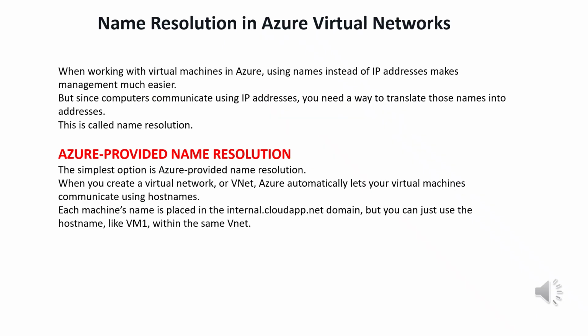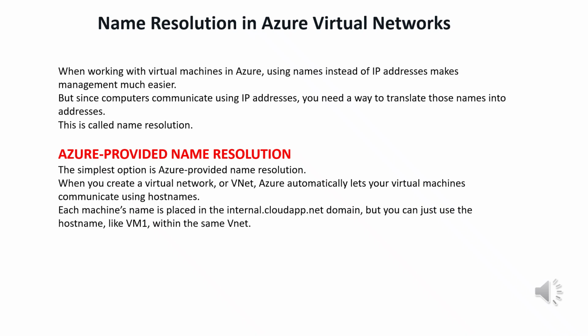When working with virtual machines in Azure, using names instead of IP addresses makes management much easier. But since computers communicate using IP addresses, you need a way to translate those names into addresses. This is called name resolution. The simplest option is Azure-provided name resolution. When you create a virtual network, or VNet, Azure automatically lets your virtual machines communicate using host names. Each machine's name is placed in the internal .cloudapp.net domain, but you can just use the hostname like VM1 within the same VNet.